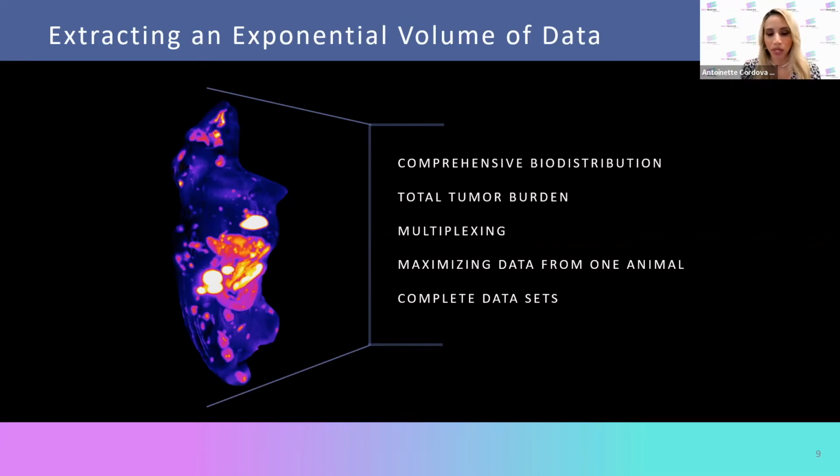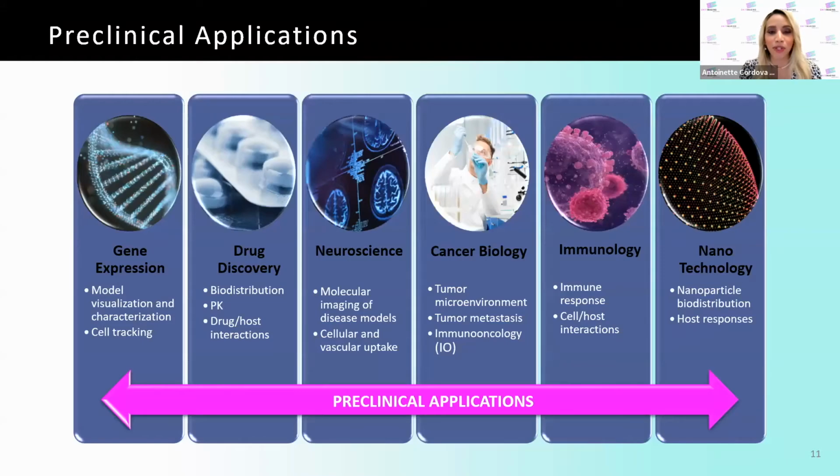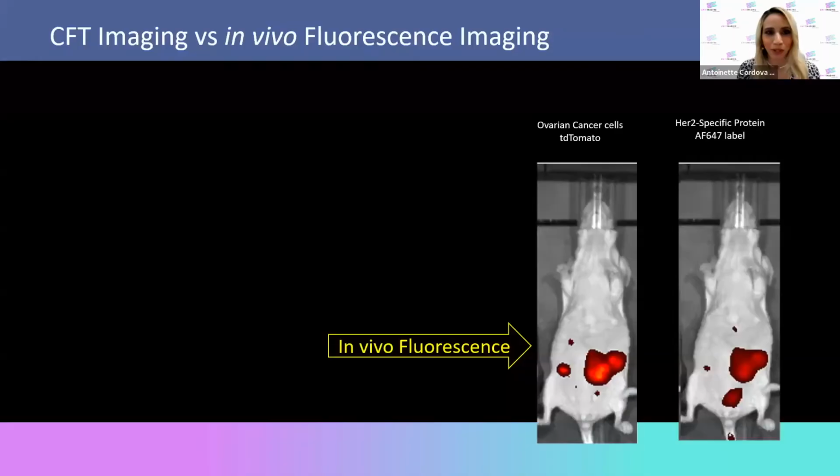If you're doing a time course study or other studies in drug discovery or whatever your application, you'll have a wealth of data to analyze and get whatever you may need depending on your application and context. So now I'll be highlighting some of the applications that we have been doing with CFT. As you can see, it's a wide array. It ranges from gene expression to drug discovery to neuroscience to cancer biology, immunology, nanotechnology. And I'm sure there's a whole host more. We're very excited to work with researchers and really just get this technology out there. So like I said, if you're interested, we're more than happy to speak with you and see how we can optimize your fluorescence imaging.